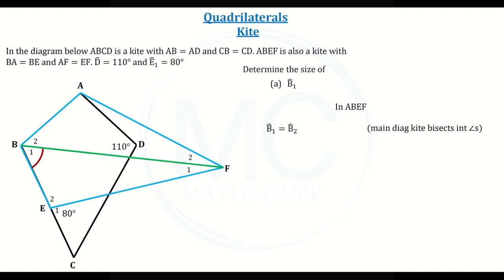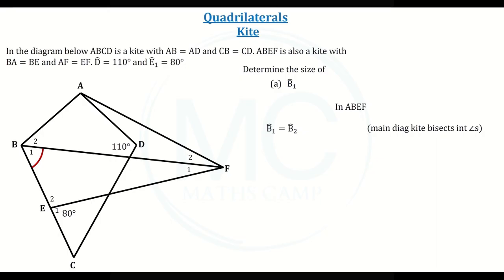But without the size of angle B, we cannot find the size of B1 or B2. We also don't have any other information about the angles in kite ABEF. So there isn't much else that can help us right now. So let's make this kite black again. We've been given two kites, ABEF and ABCD. Angle B sits in both kites.